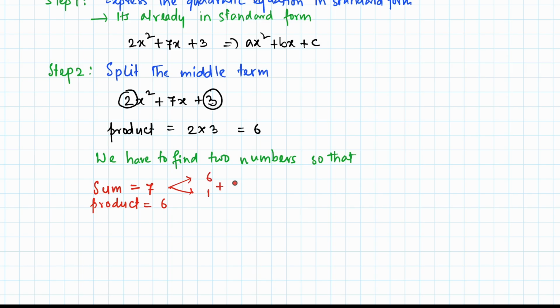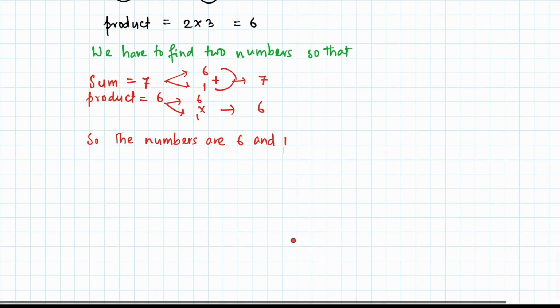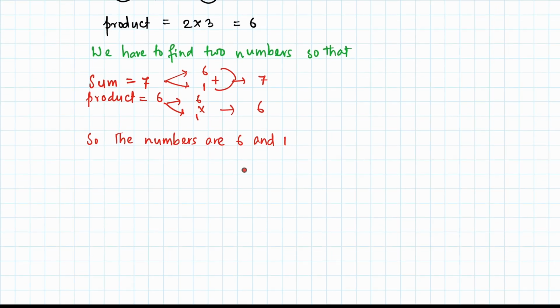If we take 6 and 1, then 6 plus 1 becomes 7 and 6 times 1 is equal to 6, and these should all be positive values because we have to give the positive number. So the numbers are 6 and 1. Once we got the numbers 6 and 1 as a split of the middle term, now it is easy to factorize the quadratic equation.